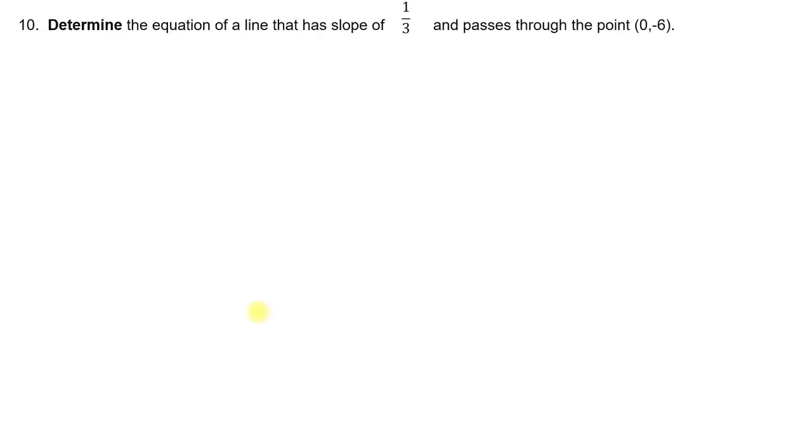Determine the equation of a line that has a slope of 1/3 and passes through the point 0, -6. Well, using the equation y equals mx plus b, we can take what we know and solve for b. We're told what m is, and in order to write an equation, we need to know what m and b are. So we're told what m is. We can use this point for the values of y and x, and we have enough information to solve for b. So let's take what we know, plug it into this equation.